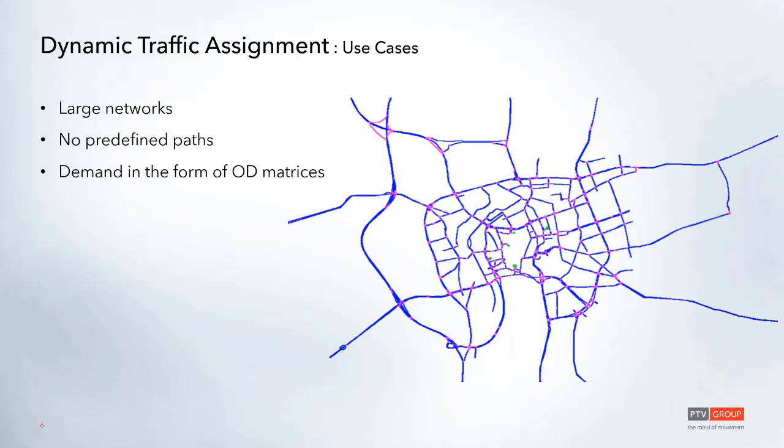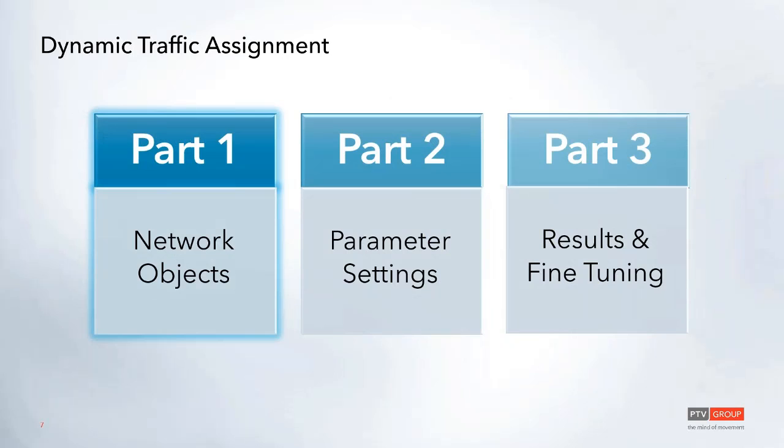So what are some of the use cases for dynamic traffic assignment? DTA is really good for large networks that maybe don't have any predefined paths, and maybe there are multiple ways to get between all the different origins and destinations. And this is also a great tool if you're already receiving demand in the form of origin-destination matrices, as that is one of the main inputs that will be needed for the DTA assignment process.